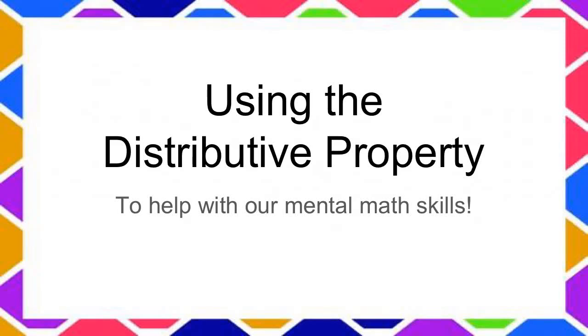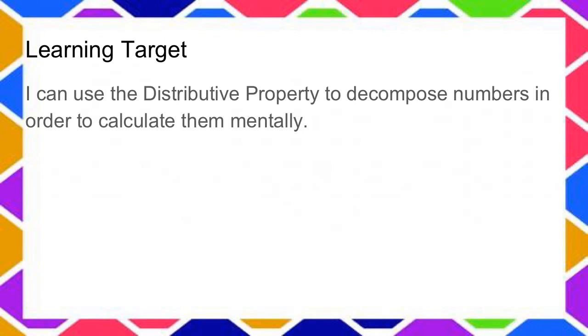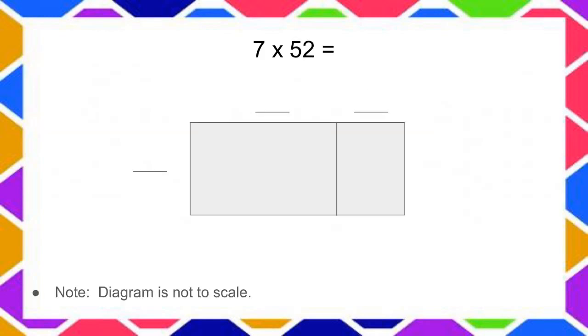Today's lesson deals with using the distributive property, hoping that we can help our mental math skills. Your learning target states, I can use the distributive property to decompose numbers in order to calculate them mentally. So the distributive property is all about sharing, distributing, sprinkling one number onto parts of another number.